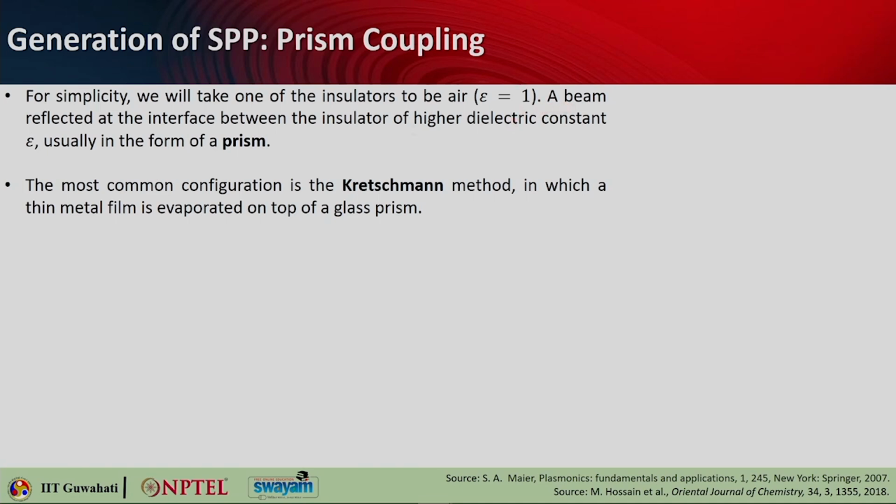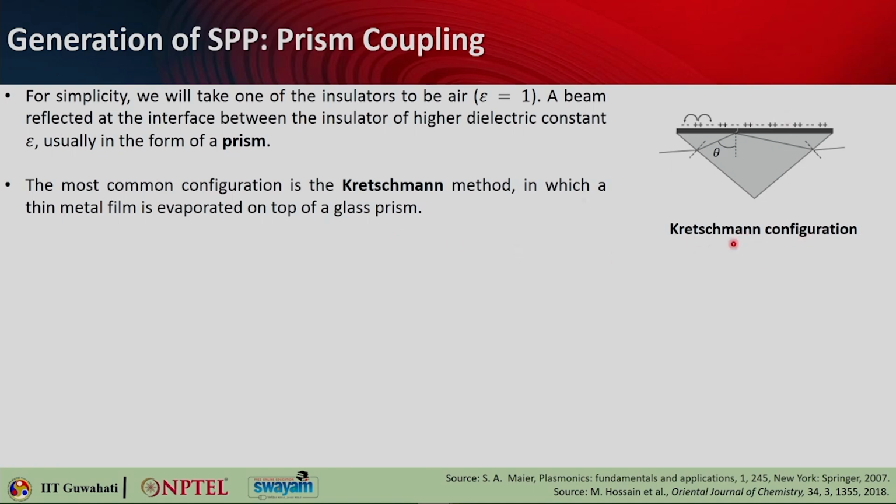A beam will be reflected at an interface between the insulator of higher dielectric constant, which is in the form of a prism. This dark slab here is basically metal. On the top it is air, and below the metal you have a glass prism, which has a higher dielectric constant. That is why it is called prism coupling, because you are using this prism to excite surface plasmons.